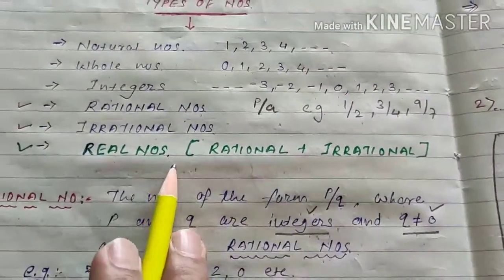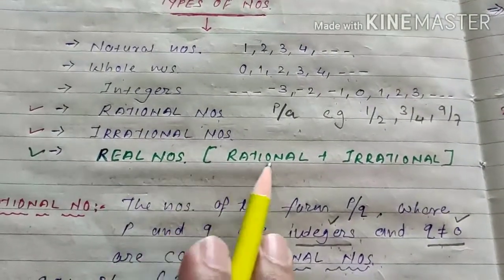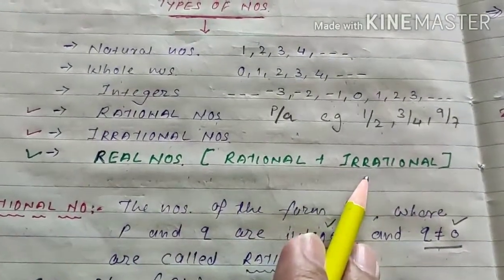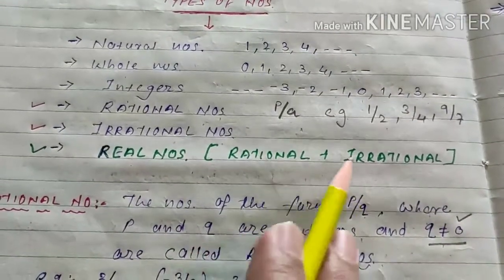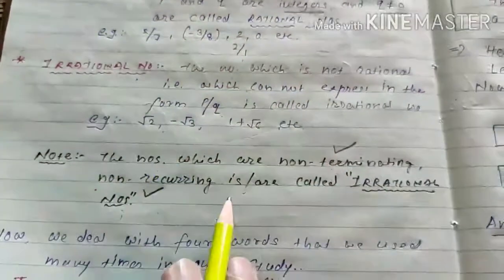After that, we are dealing with real numbers. That is our first chapter, real numbers. Real numbers include both rational as well as irrational numbers. This is our chapter, real numbers. So we deal with the real numbers.